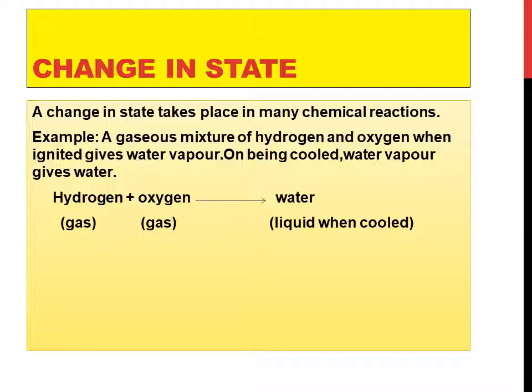Also, one more example is there. Ammonia gas reacts with hydrogen chloride gas to form ammonium chloride, which is a solid. So even two gases react together to form a solid. Again, the change in state has occurred, which is one of the most important characteristics of chemical reactions. So these were the characteristics involved in a chemical reaction, which tell us what changes and conditions occur in a chemical reaction.